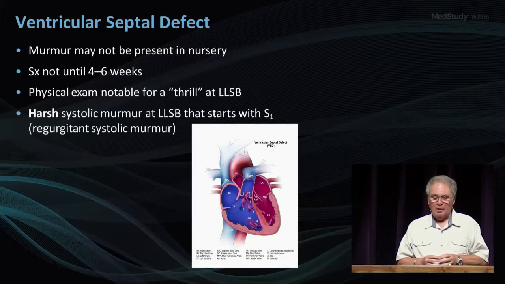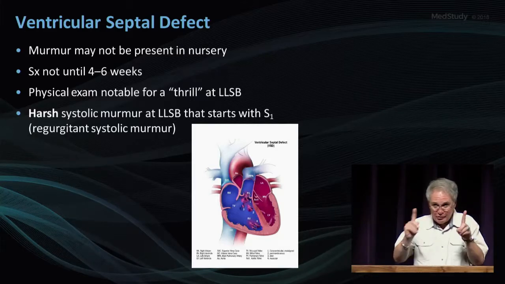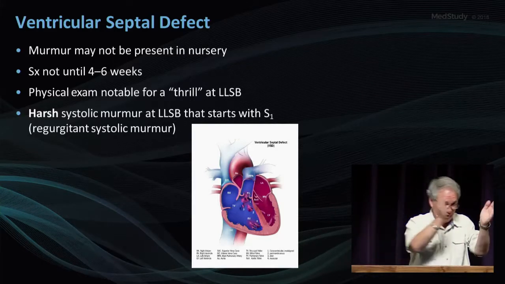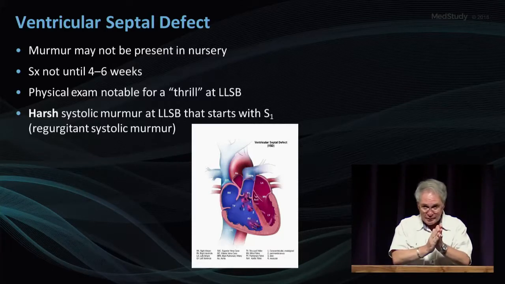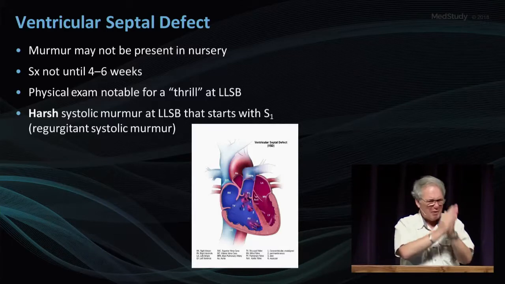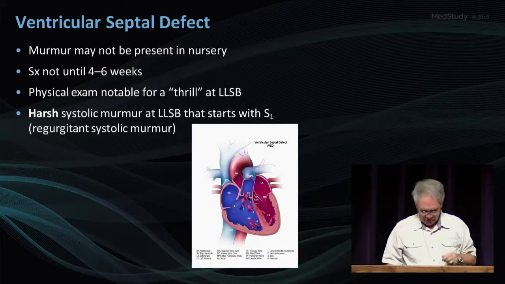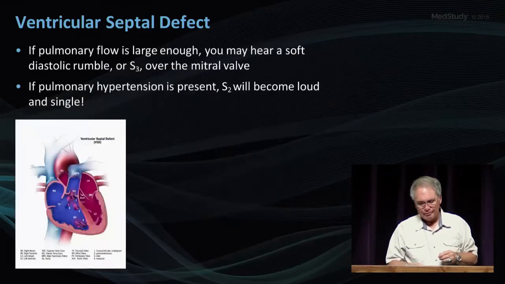And you will hear, with your stethoscope, a harsh systolic murmur that starts right with S1. So unlike aortic stenosis or pulmonic stenosis, where you have S1, space, diamond-shaped murmur, S2, these murmurs start right with S1. You almost can't hear S1. It's like shh, shh, shh. You've all heard them. Ventricular septal defect.